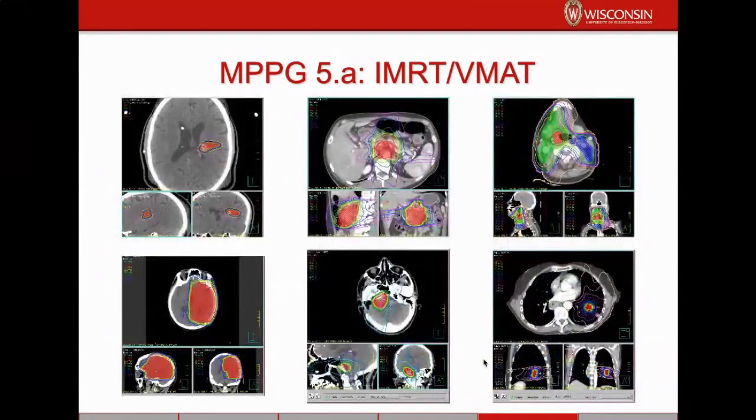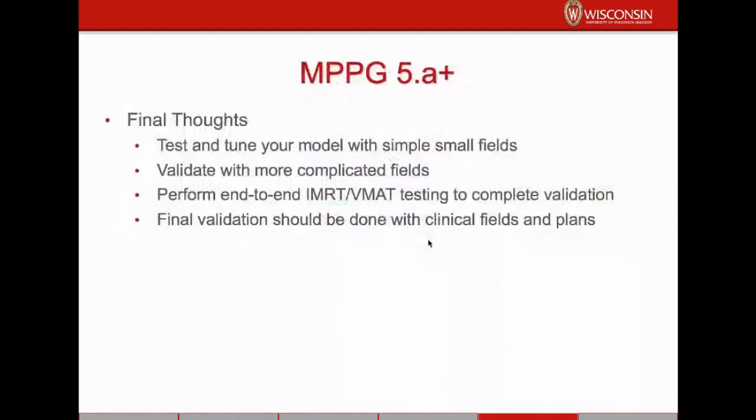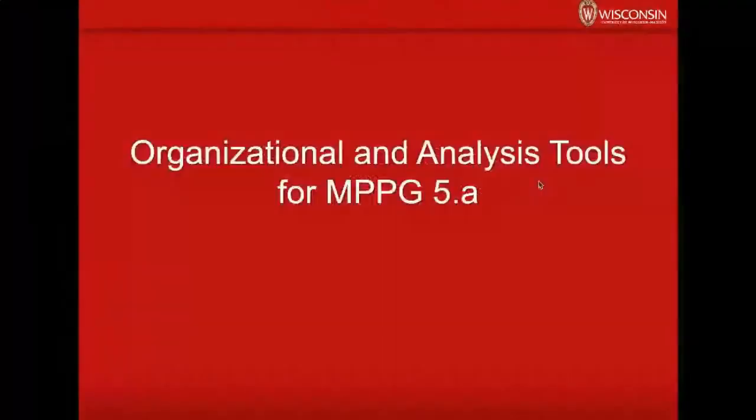Here's an example of some of the anonymized cases that we use at UW, just different body sites, different target sizes, different levels of modulation. Really create a set of plans that spans the entire range of what you plan on treating. My final thoughts are, test and tune your model with simple small fields, and then start to validate with more complex fields. At the end, perform end-to-end IMRT and VMAT testing to complete the validation. And really, the final validation should be done with clinical fields and clinical plans, since those are the ones you're going to be using to treat your patients.